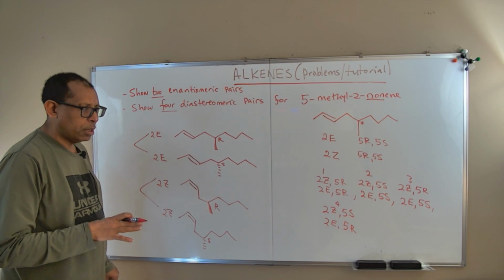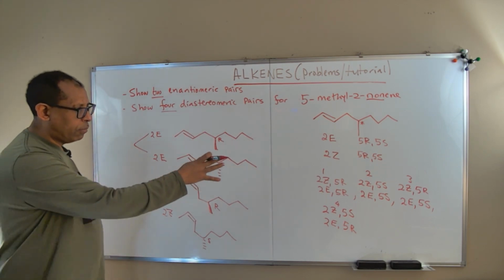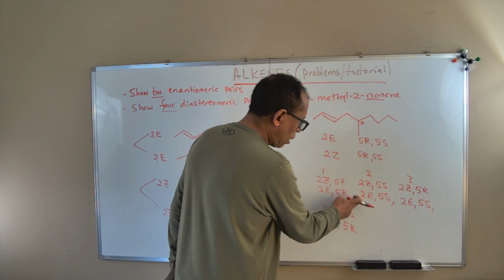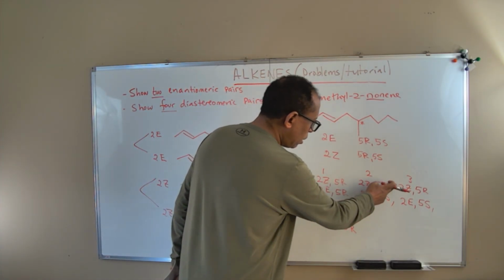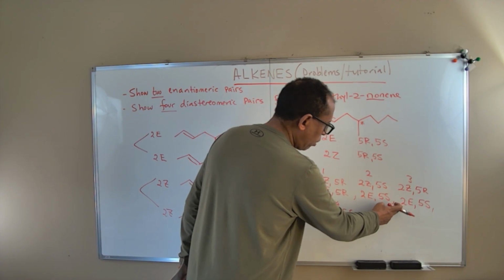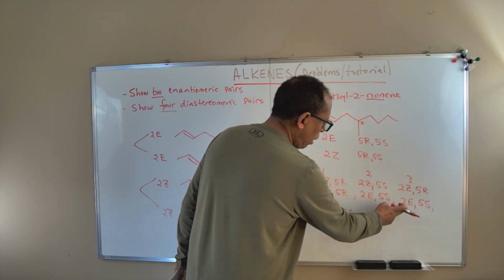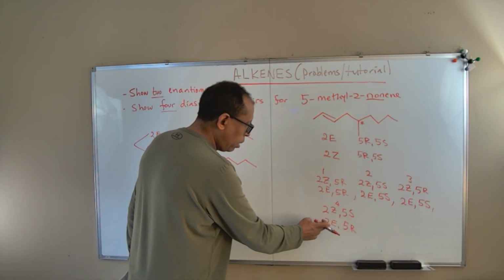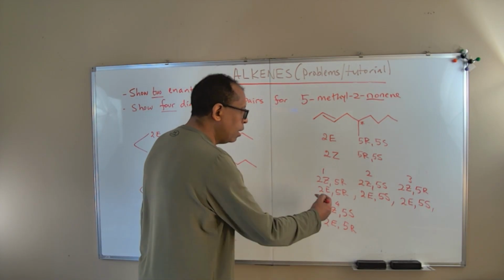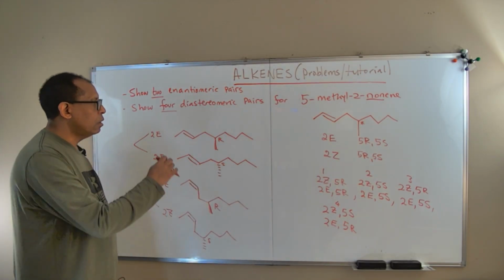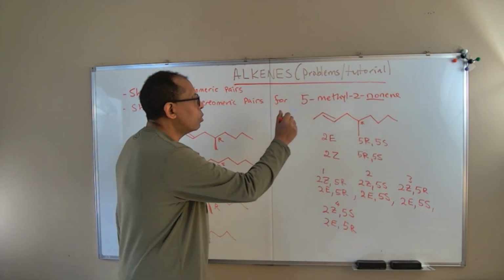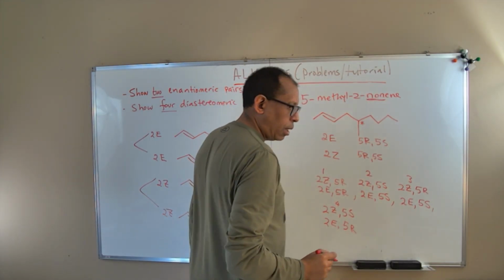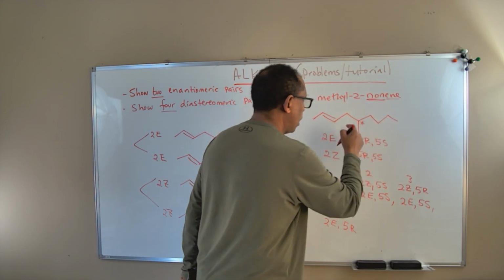The relationship is not enantiomeric for this one. This and this are diastereomers. This and this are different diastereomers. This and this are different diastereomers where you have 2Z and 2E, but 5R, 5S, 2Z and 2E and 5S, 5R. So all of these are the four diastereomers for 5-methyl 2-nonene. Nonene because it's 9 carbon, ene because it's an alkene.